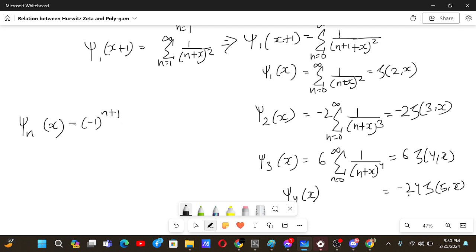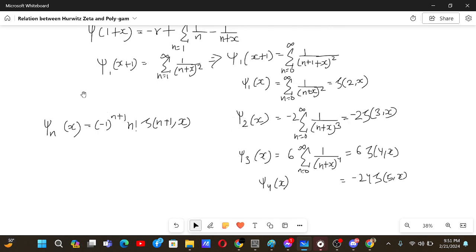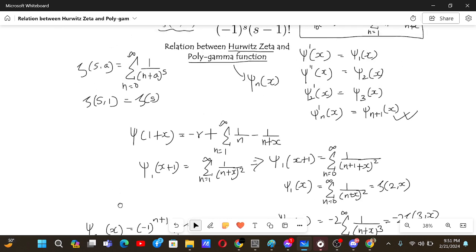Yeah, so that it vanishes for odd numbers. And then here's the factorial of this same base, so n factorial, and then Hurwitz zeta of this is just n plus 1 times x. Okay, so we have got this expression. Now the thing that we need to prove is slightly different.